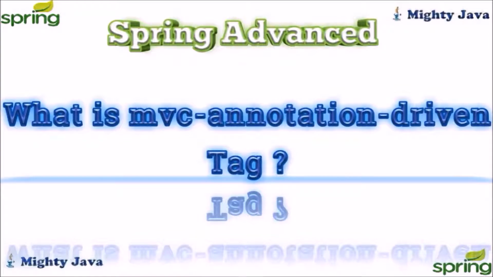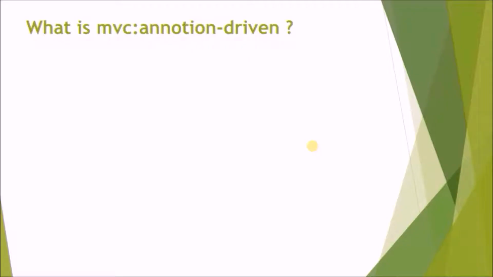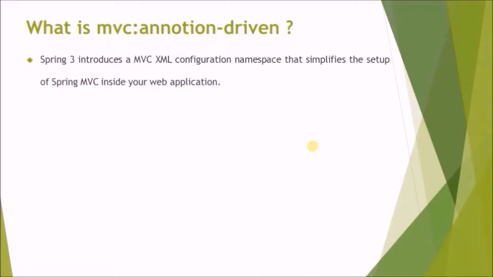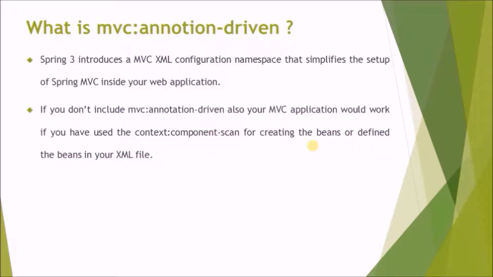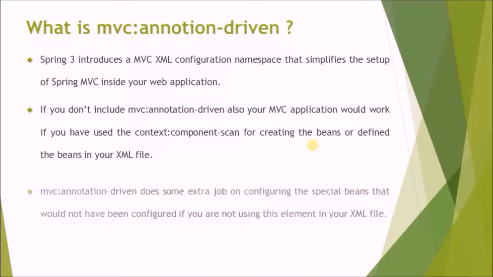In this video, we will see what the MVC annotation-driven tag is in Spring. Spring 3 introduces an MVC XML configuration namespace that simplifies the setup of Spring MVC inside your web application. If you don't include the MVC annotation-driven tag, your MVC application would still work, if you have used context component scan for creating the beans or defined the beans in your XML file.